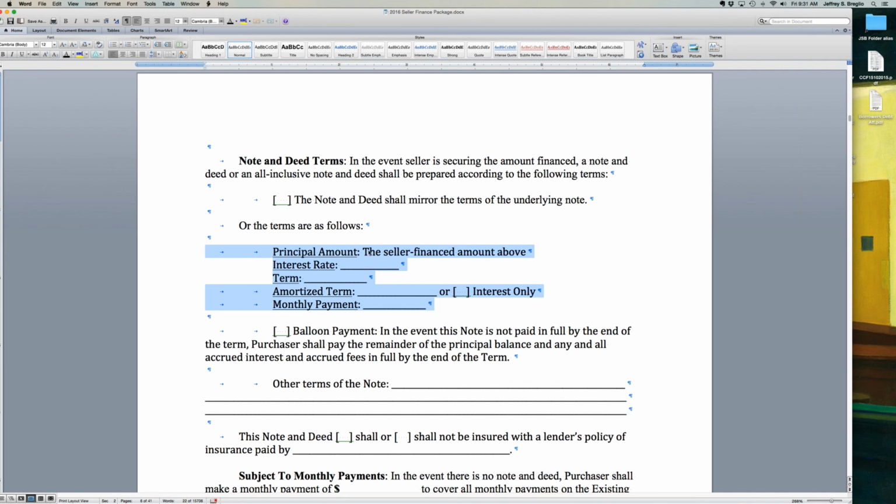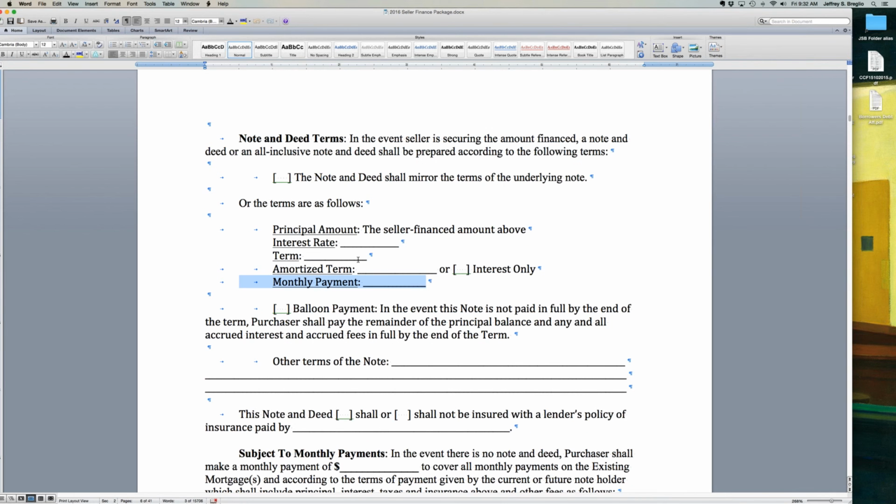And so if you know how much the principal is, you know what your interest rate is, you know what your amortized term is, or if it's interest only, you can go to those mortgage calculators and it will tell you the payment right off the bat. Okay, so again, mortgage calculators, look them up online. And again, this needs to be right because you don't want to have problems down the road.